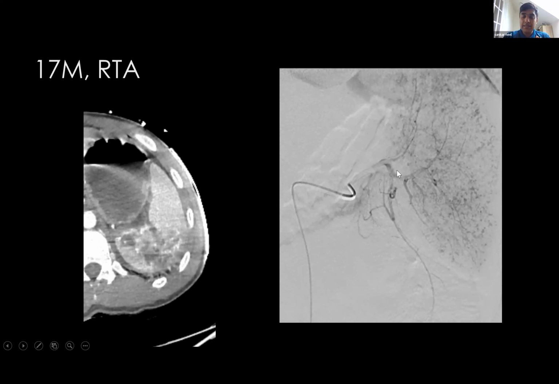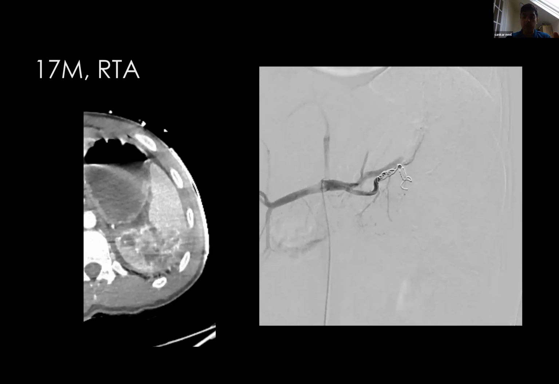The problem with these cases is that the spleen is basically gone. Now it's just hemorrhaging into itself and outside in time. So the only answer here is to take out the entire supply to the spleen. So we took out the splenic artery with coils.